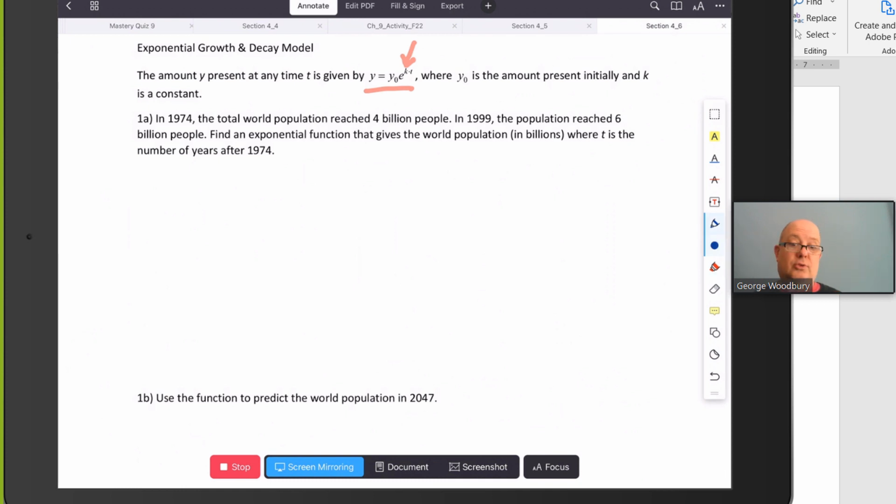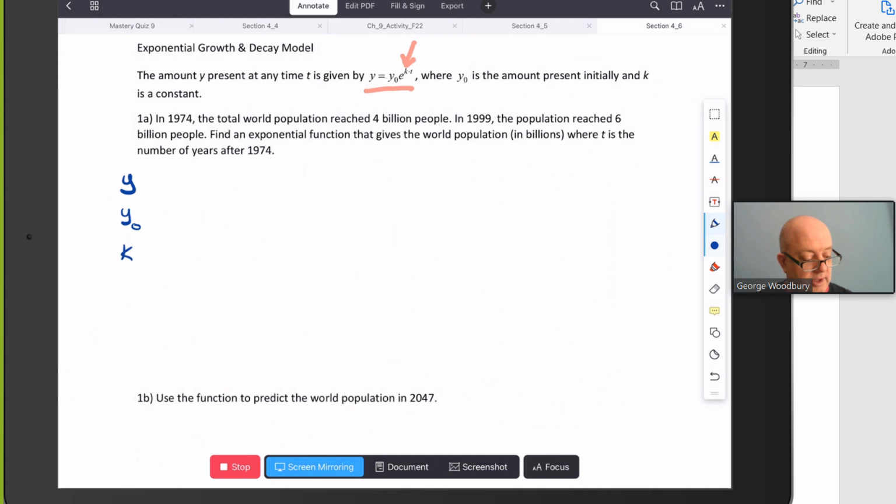So first, let's read the problem. In 1974, the total world population reached 4 billion people. In 1999, the population reached 6 billion people. Find an exponential function that gives the world population in billions, where t is the number of years after 1974. So 1974 is our beginning year, year 0 in this problem.